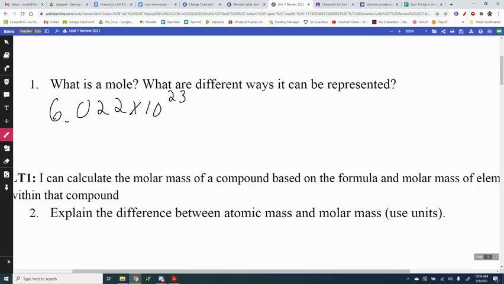So, this enormously big number, we use this to count atoms and molecules because atoms and molecules are really ridiculously small. And that's why we need a really ridiculously big number to count them. So that is the long and short of what a mole is.